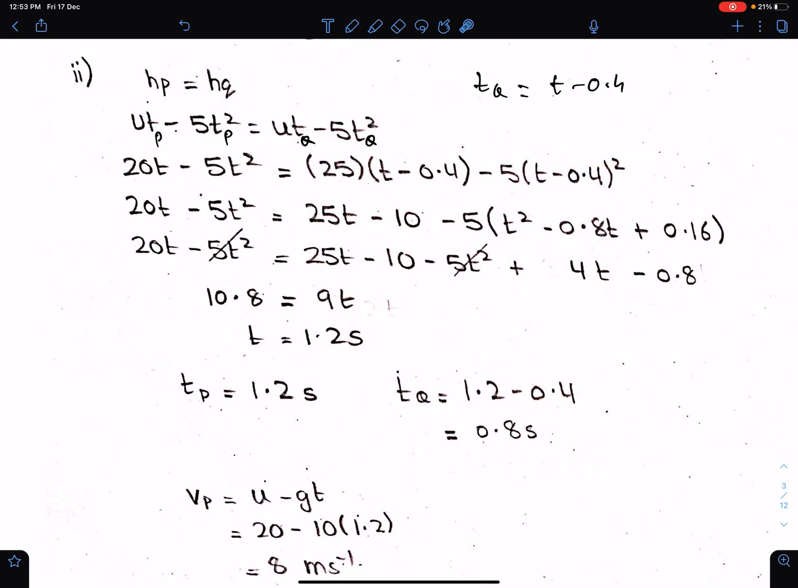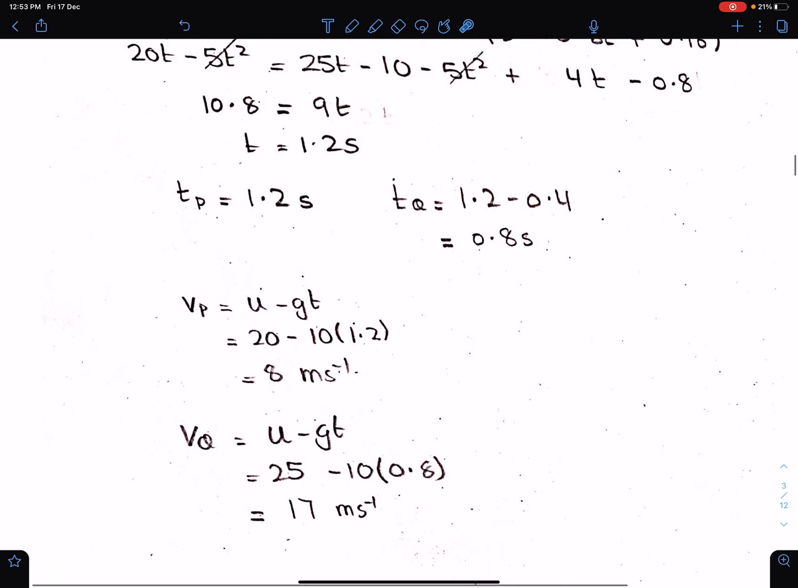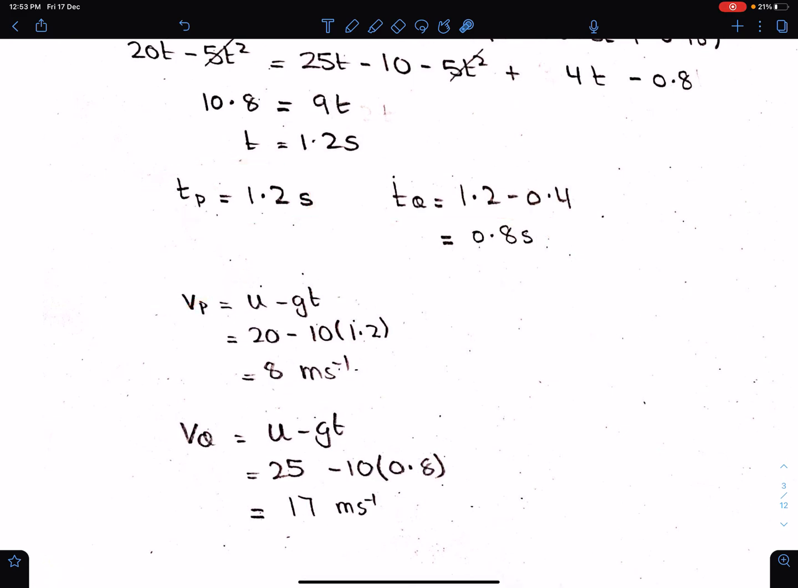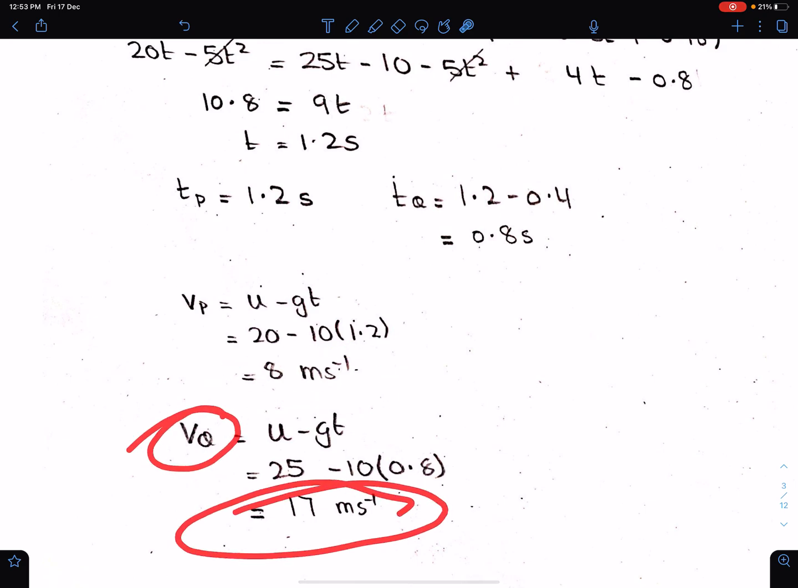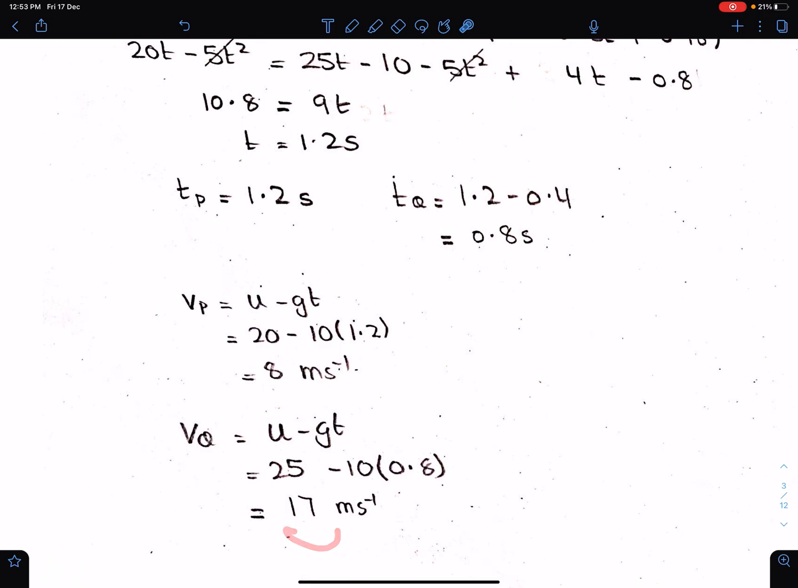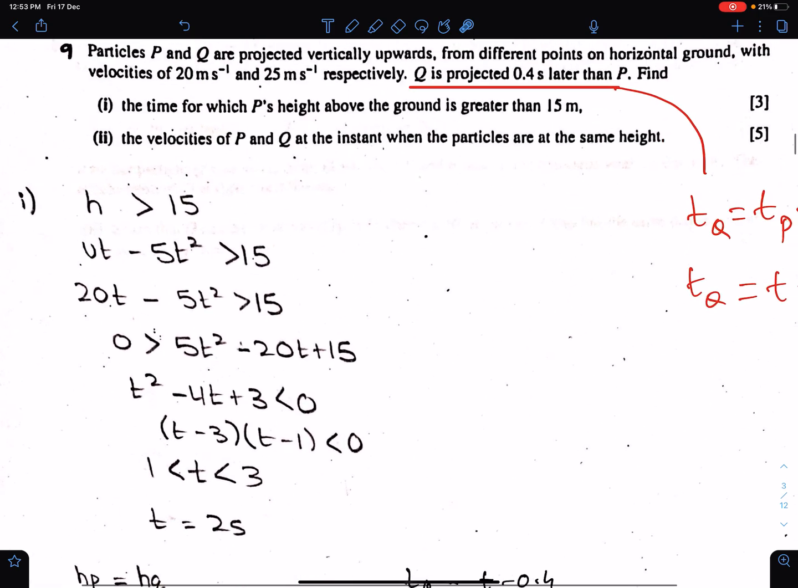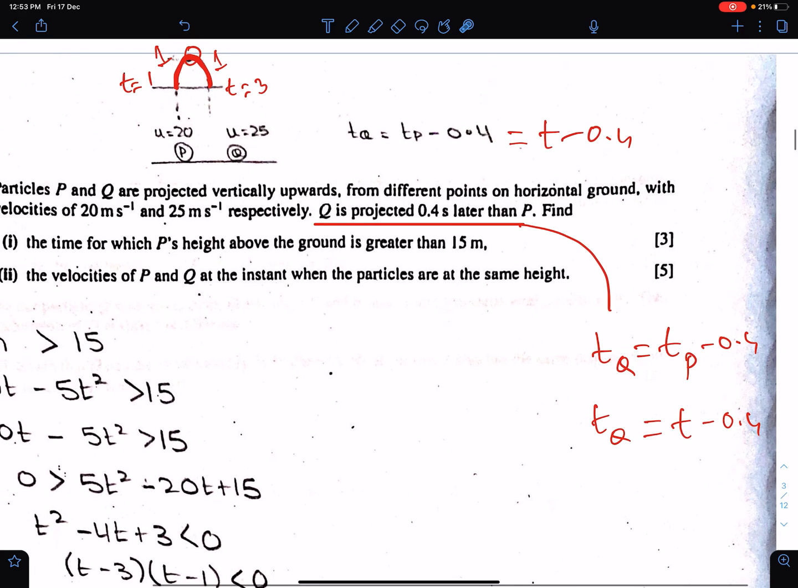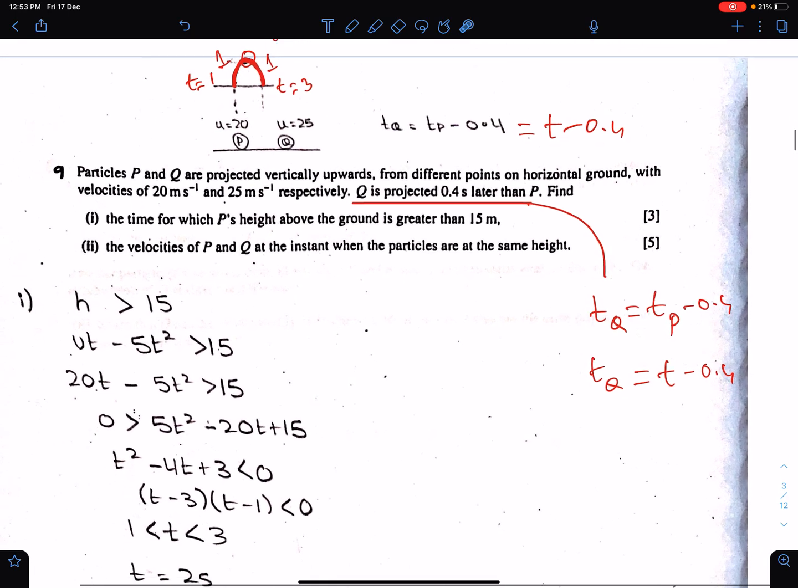Now you can easily get the velocities of both the particles because we have the times of both the particles. So with the help of this equation we can get velocity of P, which is 8, and with the help of this equation we can get velocity of Q, which is 17. The most important part of this question is this equation. Make sure you are good at this concept.